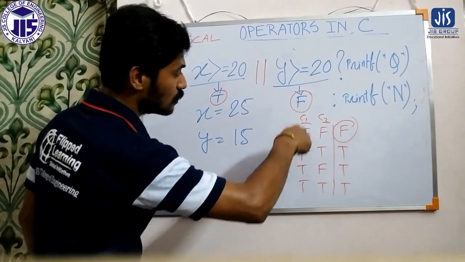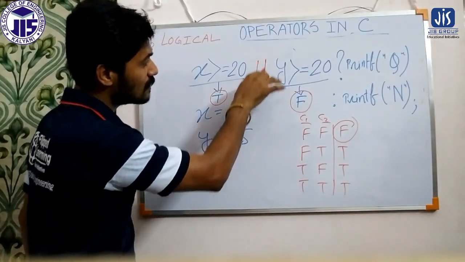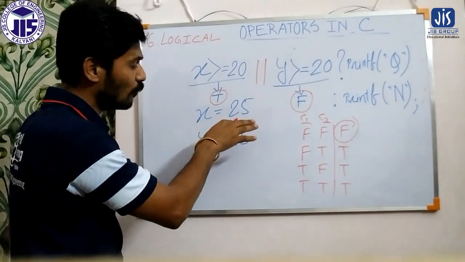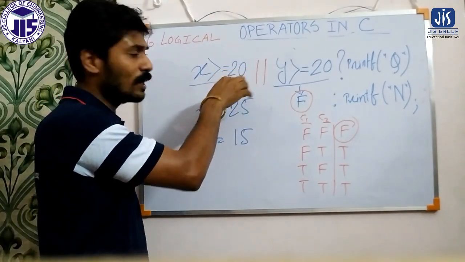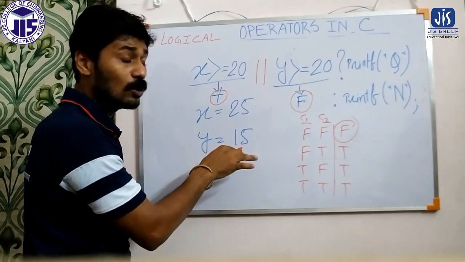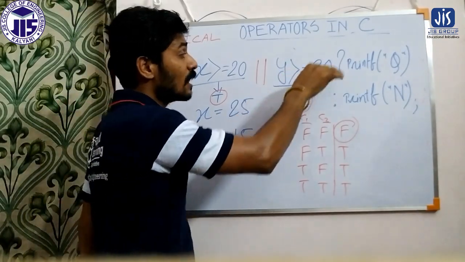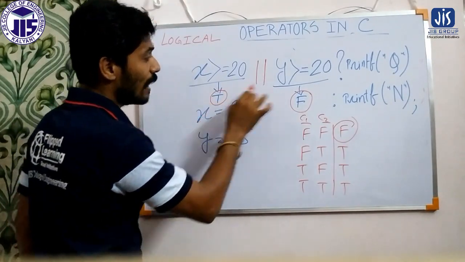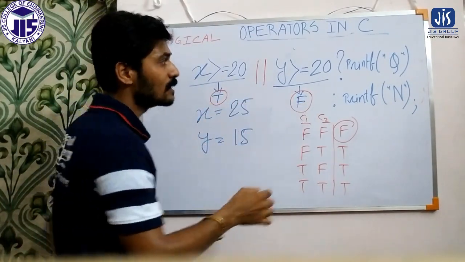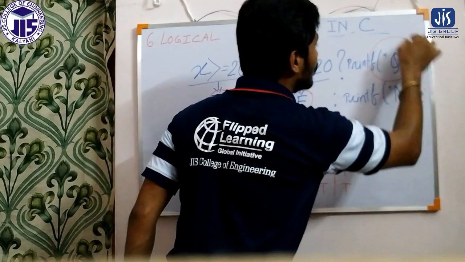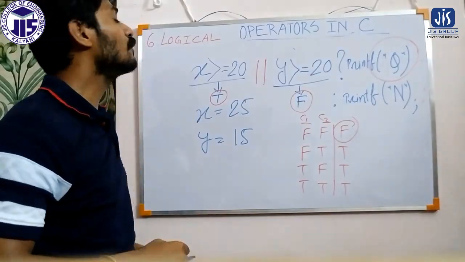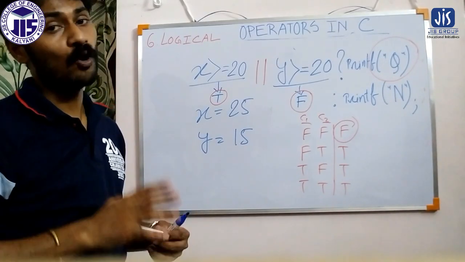So as per this truth table of logical OR, if I place the logical OR operator here, with the same values, the value of x is 25, which is greater than 20, that means true, and the value of y is 15, which is less than 20, that means the condition is false. So here one condition is true and another is false, but it will be considered as qualified, that means it will be considered as true. That is the difference between logical AND and logical OR.